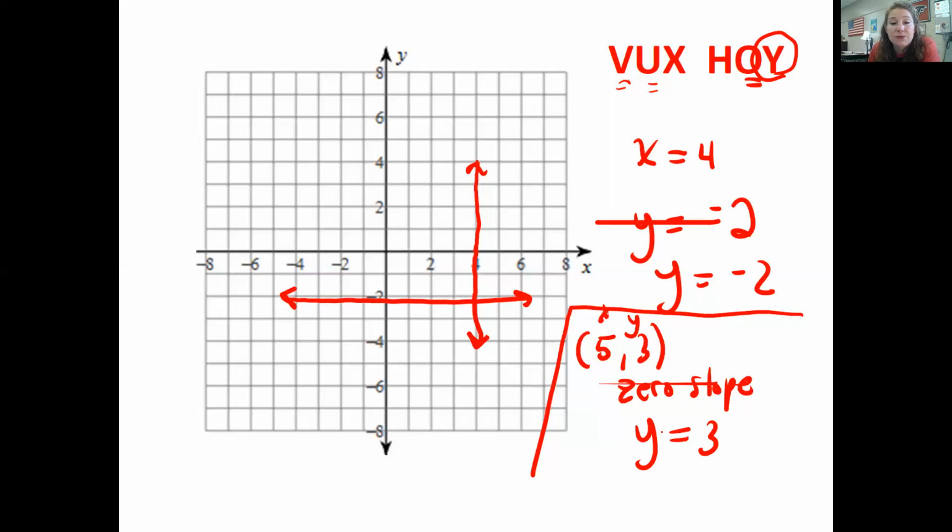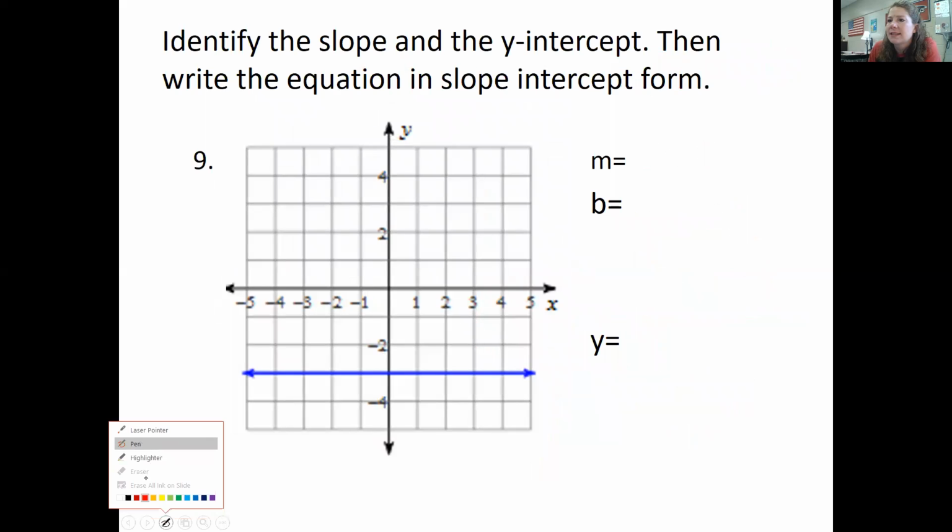It's not going to be y equals 5 because that's the x value. And it's not going to be x equals 3 because x goes with vertical lines, which have undefined slopes. So 5, 3 is right here, and I know my line would look like this because it has a 0 slope. Okay? Does that make sense? I hope it does.